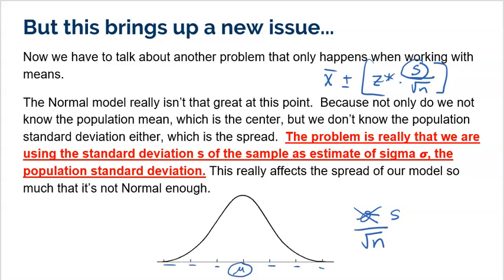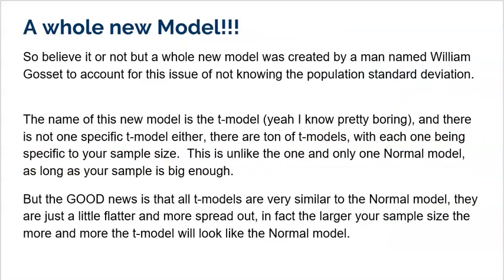So the problem was that the normal model actually isn't quite accurate enough. And this guy, William Gossett, this famous statistician, kind of realized that. He realized that it wasn't accurate enough, so he set out to create a whole new model. The whole point is that he wanted a model that is better than the normal model in the situation where you have to replace sigma with the standard deviation of your sample, S. So he actually did this. He created this model. It was amazing, and he called it the T model, okay?